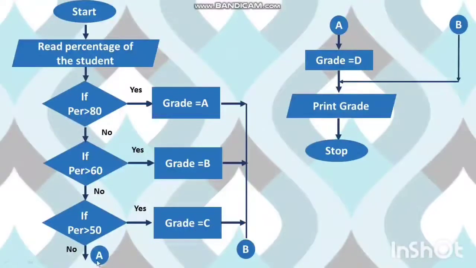If it is again no, I have used a connector as I am not having space over here, it is connected here. So the last condition, that is, if it is not greater than 50, then definitely it is going to be less than 50. So the grade is going to be grade D. And once you have got the grade, then you have to display the grade. So just print grade, and then you will stop it. So this is how the whole decision making format is displayed using a flow chart.